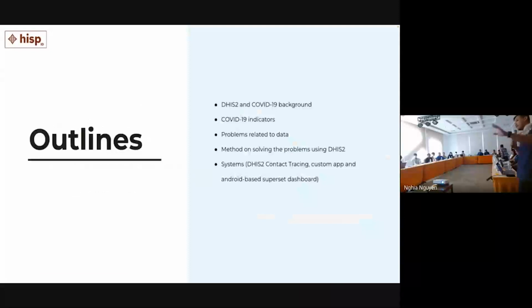This is the outline. First, I will tell about the background: why COVID in Indonesia used DHIS2. Second, the indicators: how many indicators and how much metadata we use. You will find a good story, because we have much metadata and many indicators, but we can simplify them. And then the problems of the data.